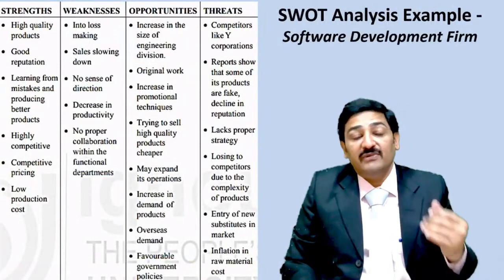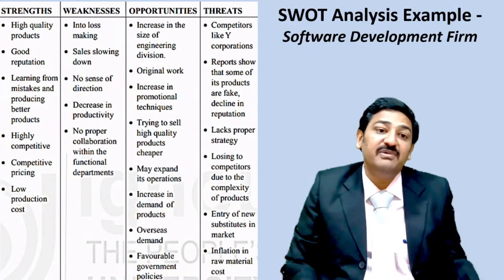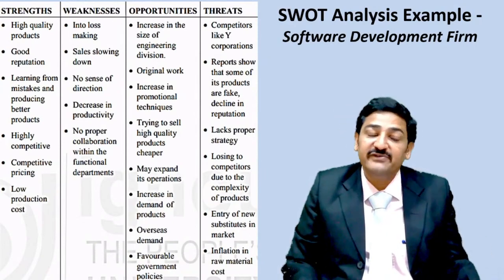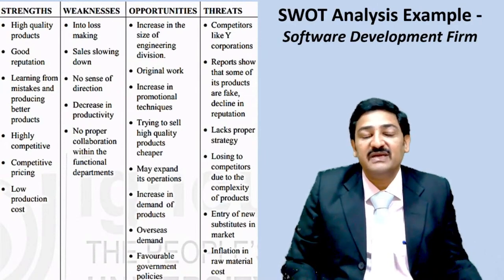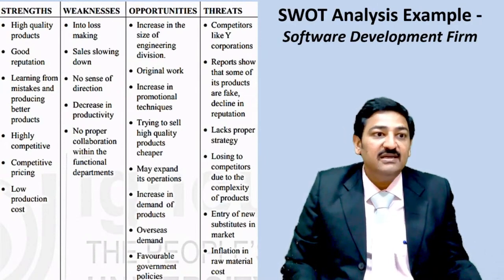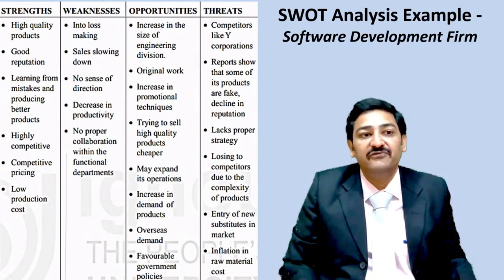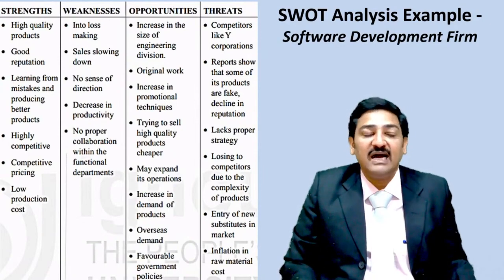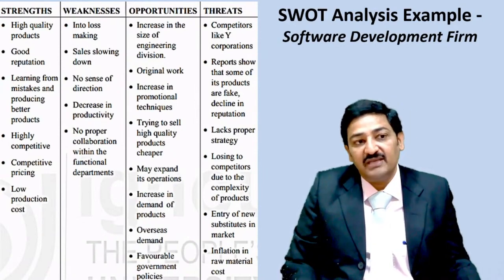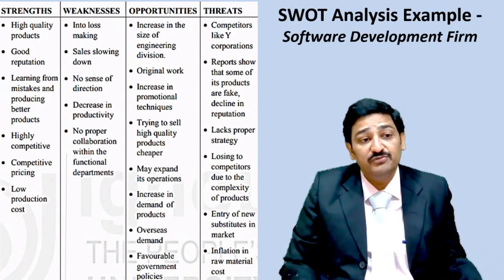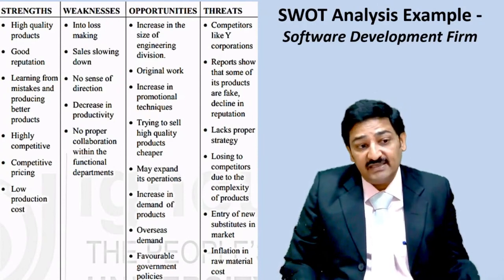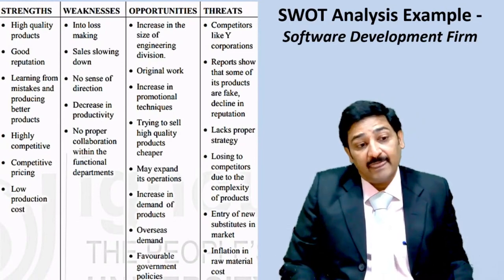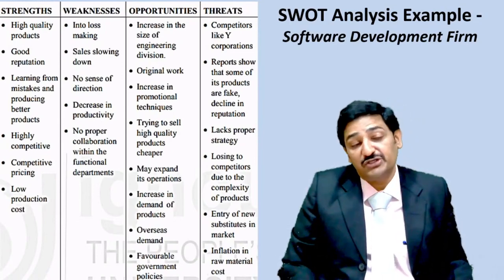We are here to set an example, and this example is particularly for an IT firm, a software development firm. For that, some of the critical aspects of SWOT analysis have been pinpointed. In the case of strengths in a software development firm or IT industry, it can be high quality products that the firm is developing and offering to the market. Other strengths could be a good reputation of the firm, learning from mistakes and producing better products, and competitive pricing. One more aspect is low production cost.